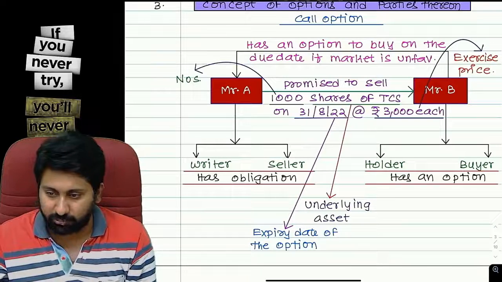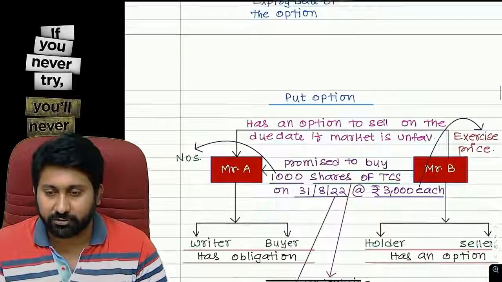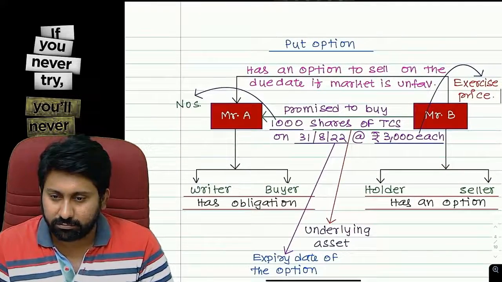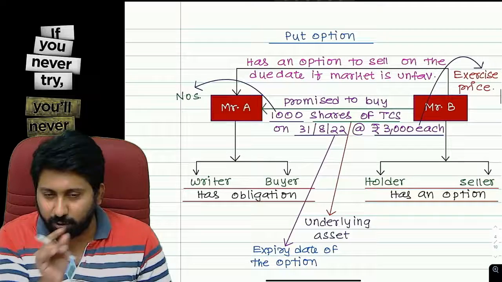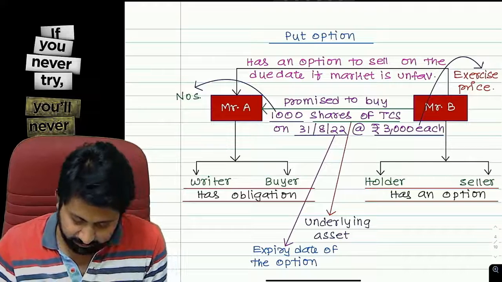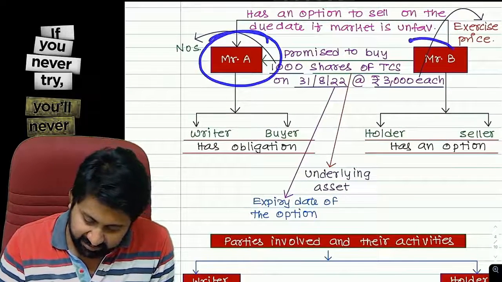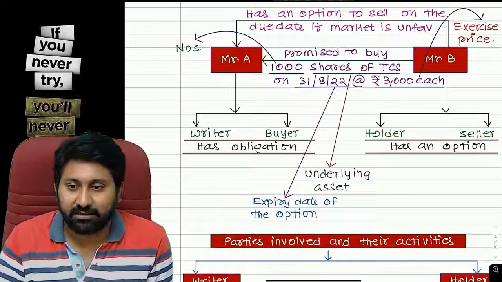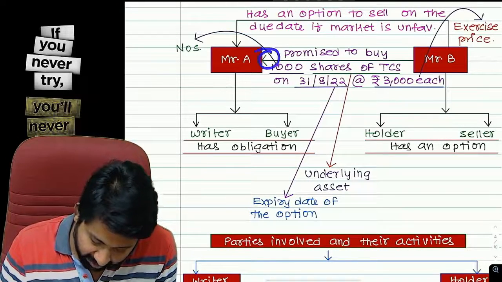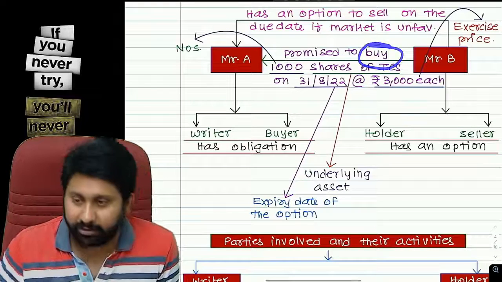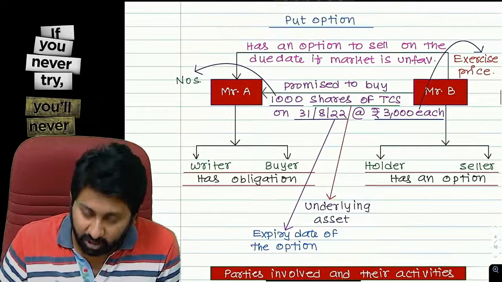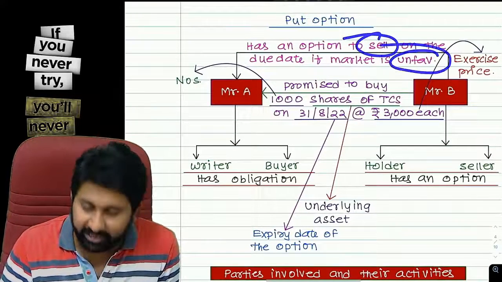Let us see the put option now. So the next one is a put option. See here, everything is the same, with small, mild differences. Let us try to understand. Mr. A is there, B is there. In the previous case, Mr. A promised to sell. Here the arrow mark changed. A promised to buy, which means B has an option to sell if the market is unfavorable.